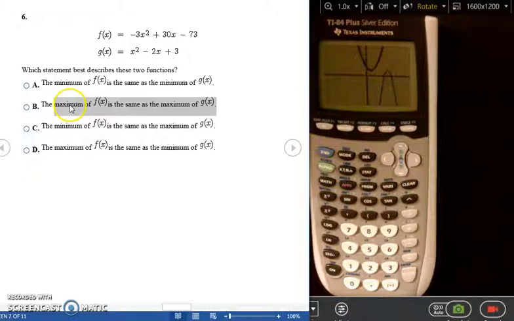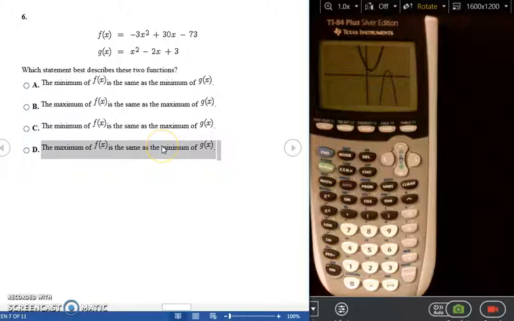And so this one, the max for f of x, but they both have maximums. In D, I have a maximum of f of x, but a minimum of g of x, which is what I'm looking for. So it's probably going to be my answer, since there's only one that talks about the max of f of x and minimum of g of x. And if I look, they're at the same y value, so they are going to be the same. And so my final answer here is D.